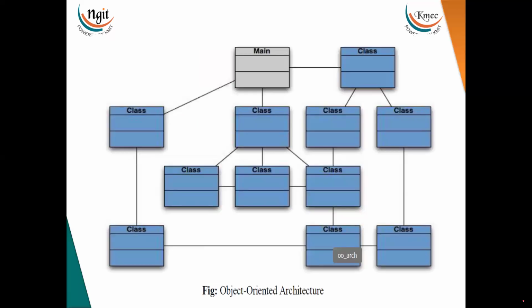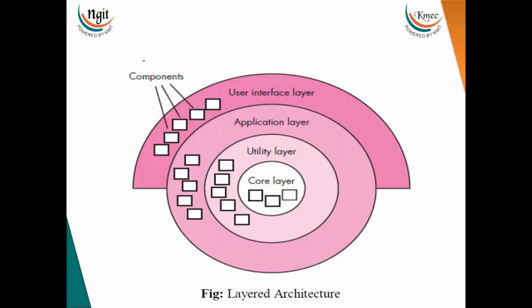So then we have object-oriented architecture, where the components of a system encapsulate the data and other operations that must be applied to manipulate the data. Communication and coordination between components is accomplished via message passing. Okay. So that is object-oriented architecture. Then we have layered architecture.